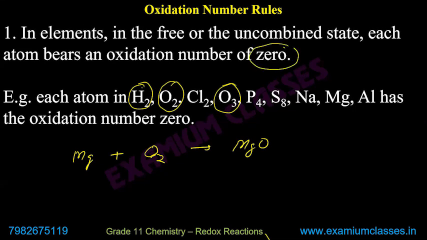Now tell me, in this reaction, magnesium plus oxygen, which will have zero oxidation state? O2, sir. Magnesium. Arjun, correct? Both magnesium and oxygen will have zero oxidation state because both are in their standard form.